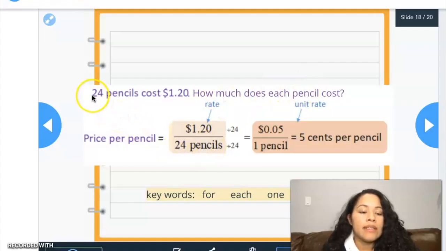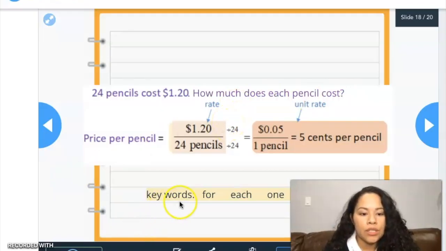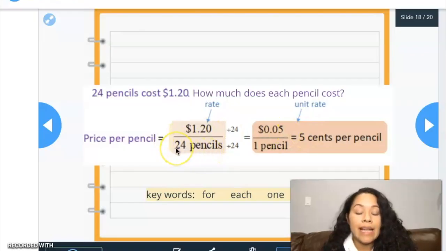So let's see. In this example, 24 pencils cost $1.20. How much does each pencil cost? So now we need to know the cost of 1 pencil, which tells us pencil is going to be on the denominator. Keywords to search for would be for, each, one, or per. In this case, the word is each. Each pencil, that means that's going to be on the denominator, because we need to get that down to 1, a singular individual pencil. How much would that cost? We know we're going to divide by that denominator. In this case, the answer is 5 cents per pencil.